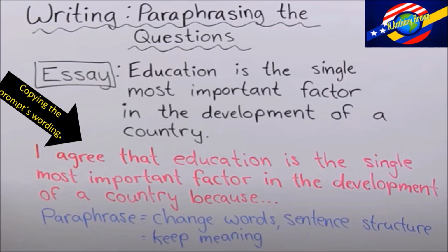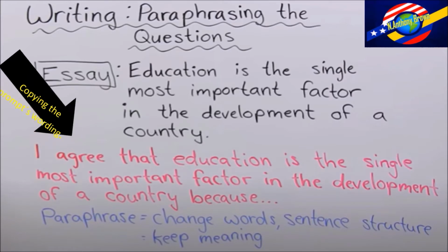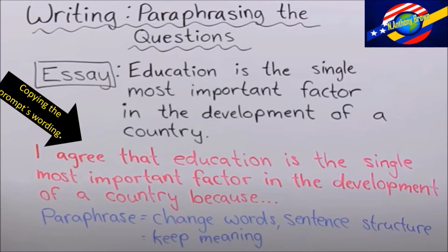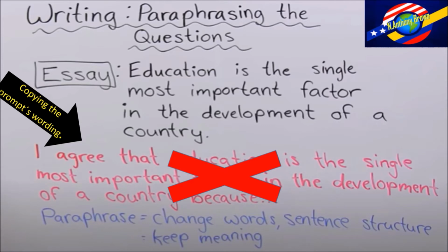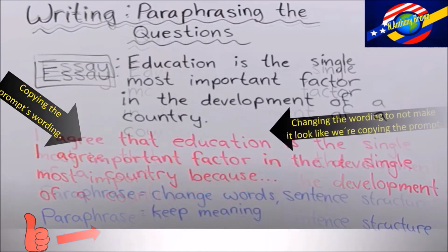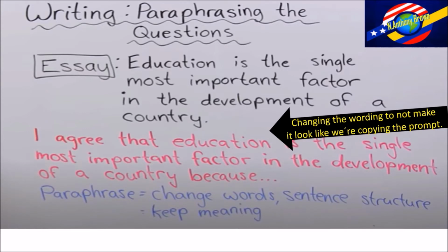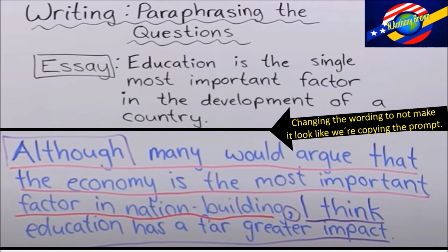But this introduction here we can see is wrong because we are copying the prompt's wording. It says, I agree that education is the single most important factor in the development of a country because. Now that is not a good introduction because we are using the same words as in the prompt. We want to paraphrase, to change the word and sentence structure and keep the meaning. So we want to change those words to use our own words, so it doesn't look like we're copying the prompt.